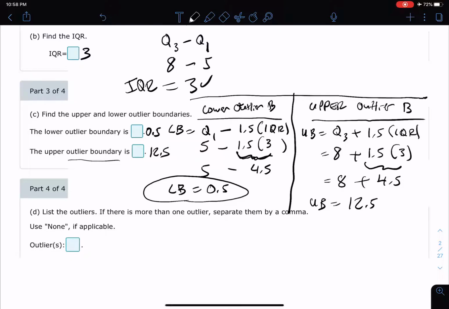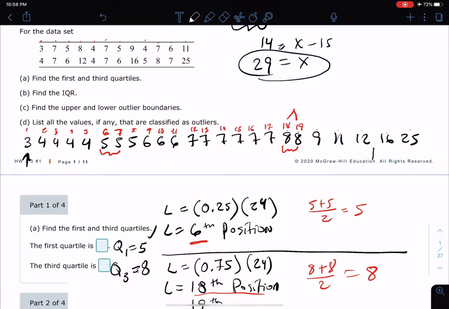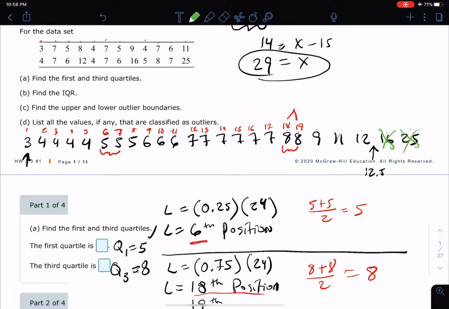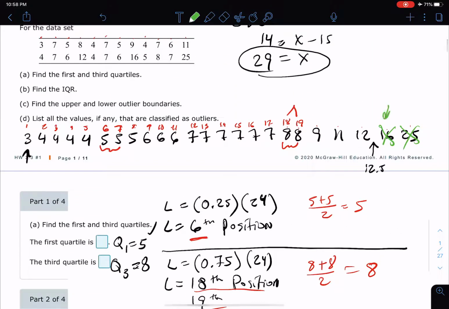That means if there's anything bigger than 12.5 in our data set, we get to call it an outlier. And there's 12, so 12.5 would be somewhere in here. So we are going to call that an outlier and that an outlier, and we get to cross them out of our data because they're outside the upper outlier boundary. List the outliers. It could be none, but in this case it happened to be 16 and 25. Those two were beyond my outlier boundary, so we get to kick them out.